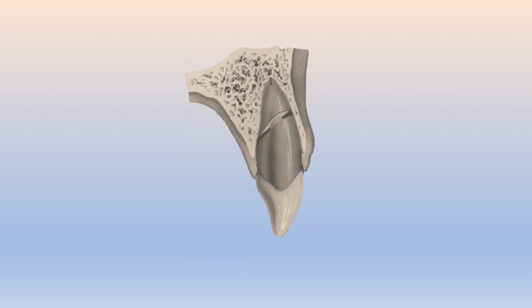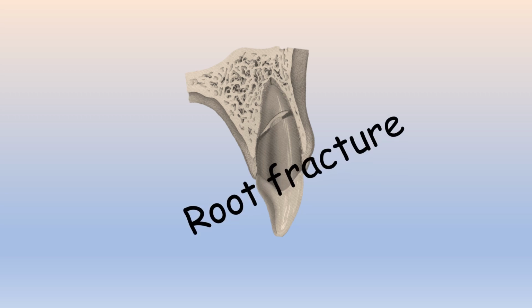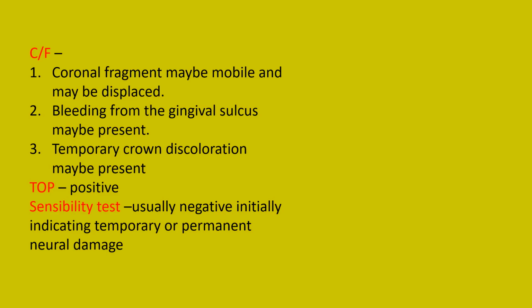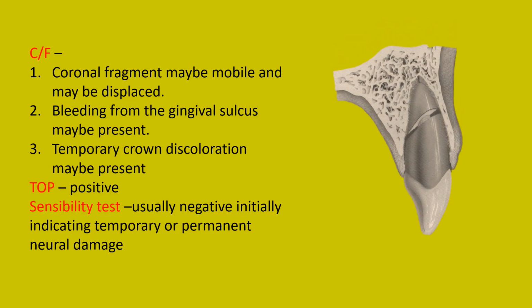Root fractures. These are those fractures which are present in the root itself and they do not extend onto the crown structure. A patient comes to your clinic. He gives you a history of fall or some kind of trauma. Now, when you clinically examine this patient, you discover that the involved tooth, the coronal portion of that, which is this portion, is mobile or displaced. And in some cases, the crown structure may be temporarily discolored and there might be bleeding from the gingival sulcus. Now, all these clinical features would indicate that the tooth has suffered some kind of root fracture.